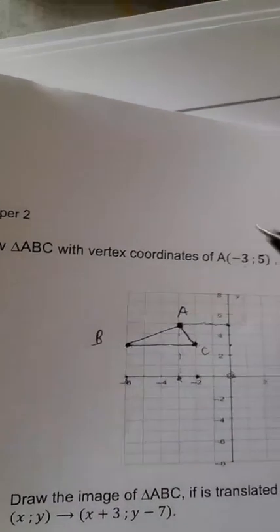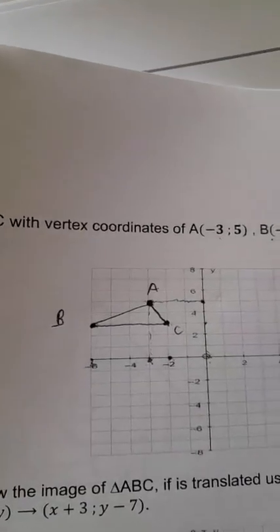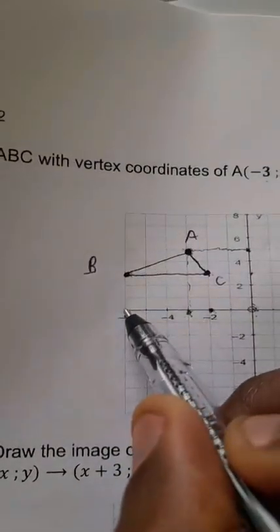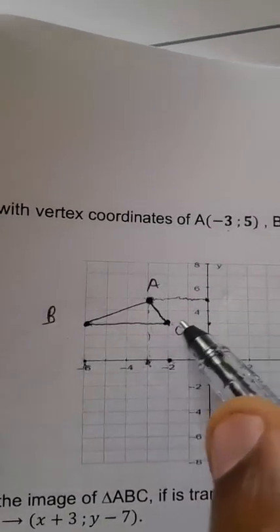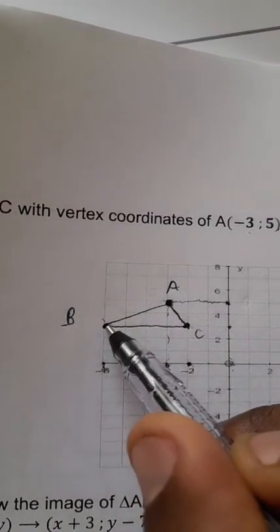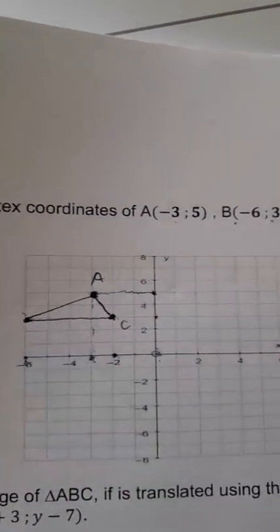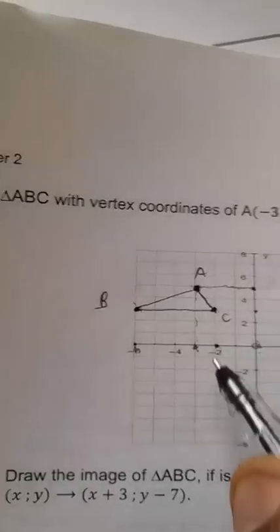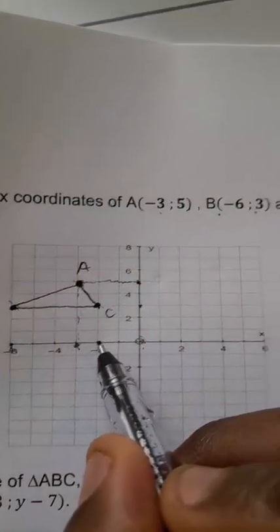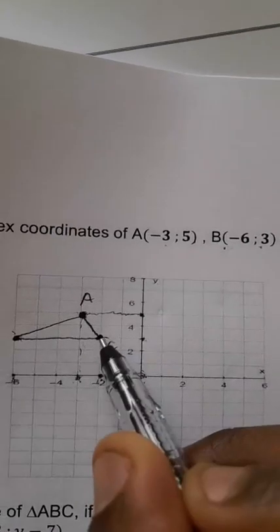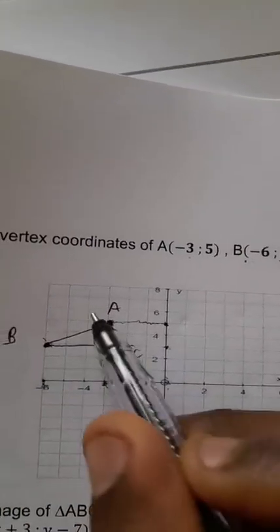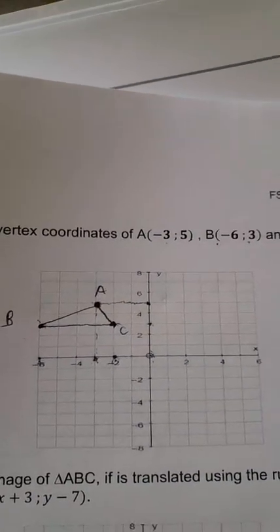Are you with me? Then B, -6 and 3. X, -6 is here. Y, +3 is there. Where do the two meet? They meet exactly here. Are you with me? And then last but not least, X, -2, that's there. Y, +3, that is there. Where do the two meet? They meet exactly here. And then all you do is you connect the dots.